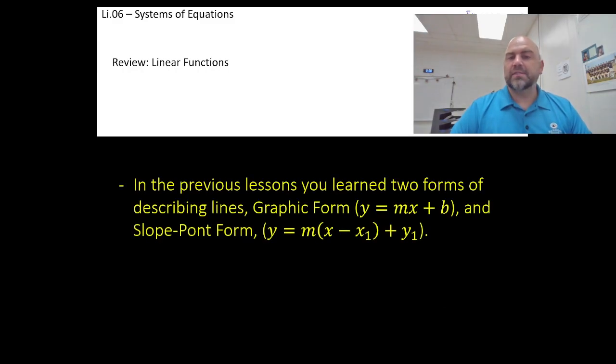Now, in the previous lessons that we've taken a look at, we have learned about two forms of describing lines. The first one being slope y-intercept form, and the second one being slope point form. These are two ways of creating an equation and determining what it might look like based on our rate of change, such as being the slope, as well as some reference point. In the first one, that reference point is our y-intercept. And in the second one, the reference point is any other point that might be on our line, some point that satisfies the relationship. So we can use these two.